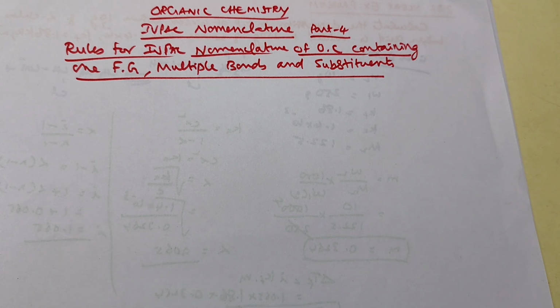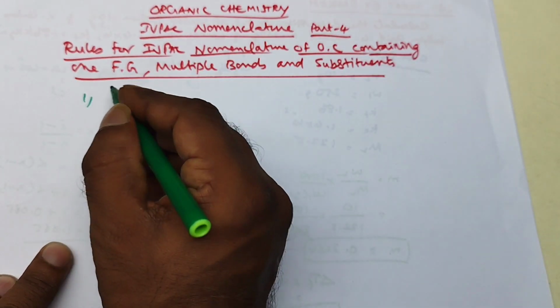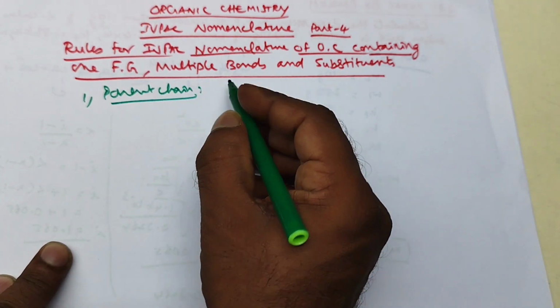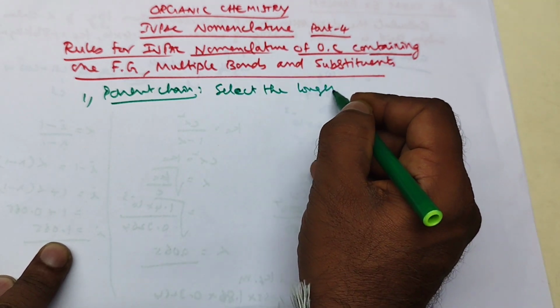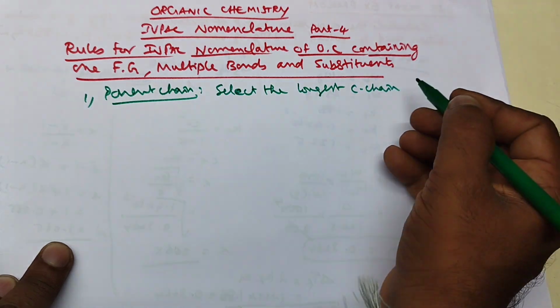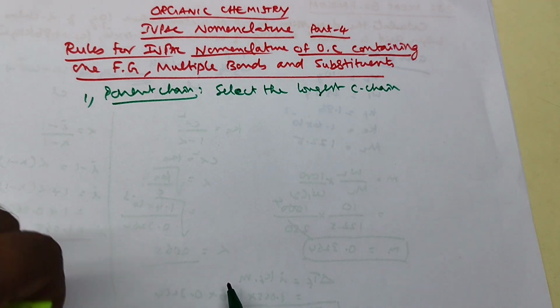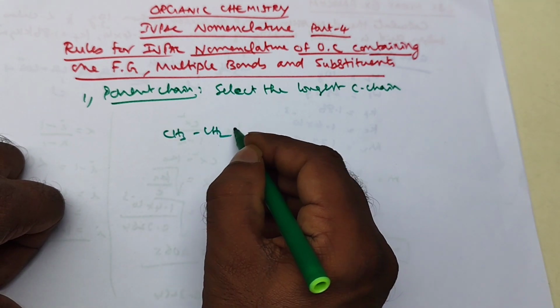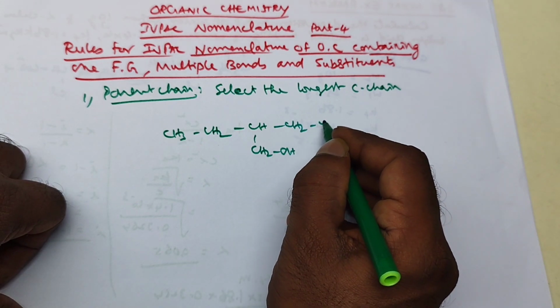Let us take the first rule, the longest carbon chain. First we have to see the parent chain. In that parent chain, we have to select the longest carbon chain containing the functional groups as well as multiple bonds. For example, we'll take CH3, CH2, CH, CH2OH, CH2, CH3.